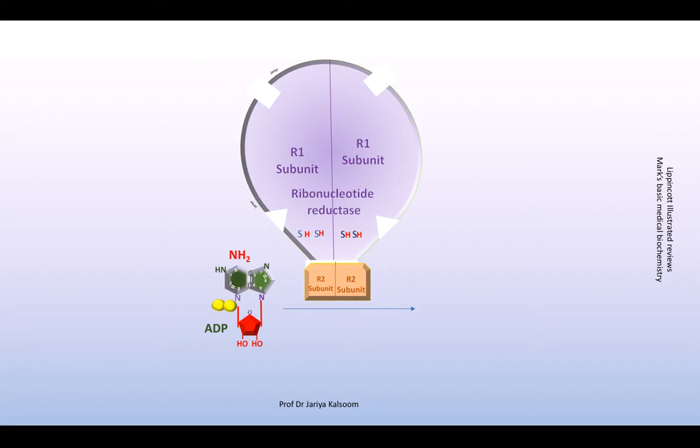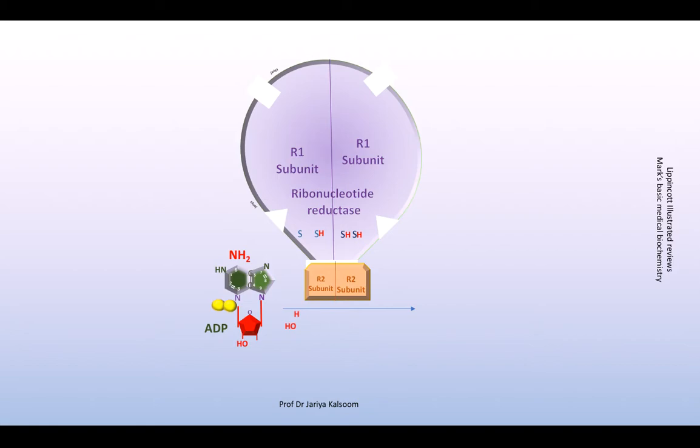So just to show the mechanism of action of this enzyme, here the example of ADP is shown. Here you can appreciate there are sulfhydryl groups present on the R1 subunit. The catalytic activity resides in the beta or R2 subunit, whereas which molecule is to be converted to its deoxy form depends on the molecule sitting on the substrate specificity site. So here we can see that there are the donors of the hydrogen atoms in sulfhydryl groups.